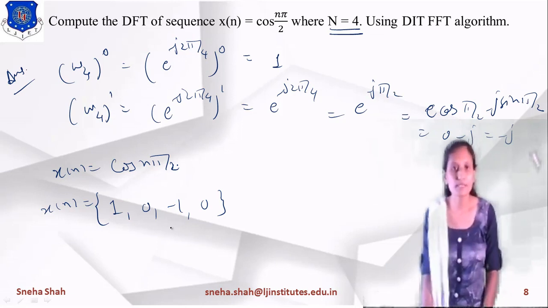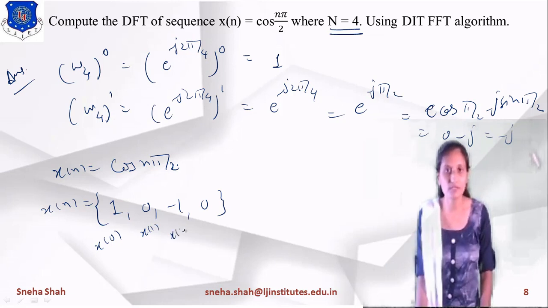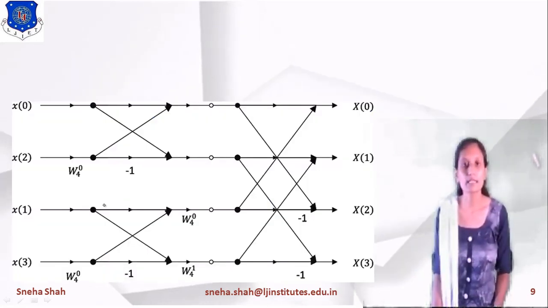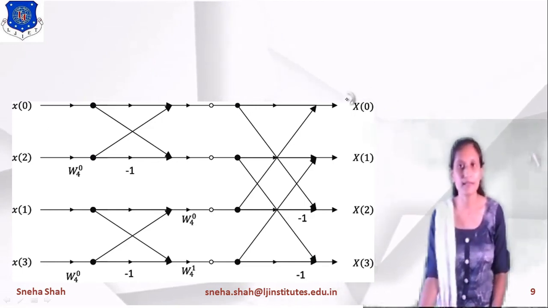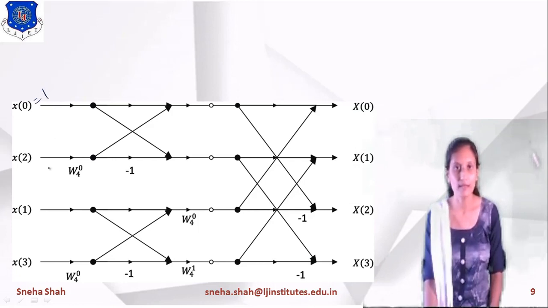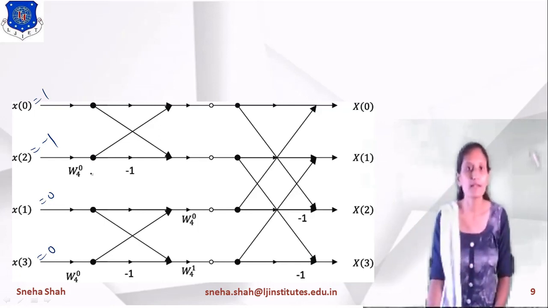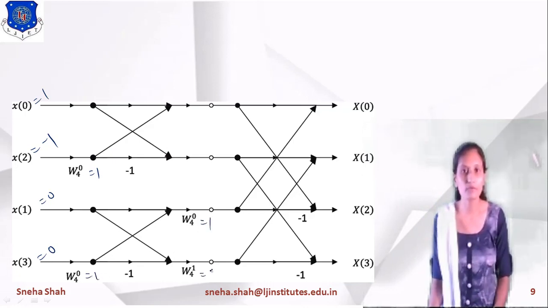So this is the input sequence. This term is x of 0, this one is x of 1, x of 2 and x of 3, right? Now what is the value of x of 0? Its value equals 1, x of 1 equals 0, this one is minus 1 and the last term is 0. So we have to arrange according to our requirement. Now the value of W4 raised to 0 equals 1, and the value of W4 raised to 1 is minus j, right?